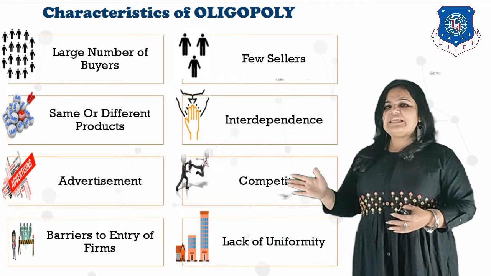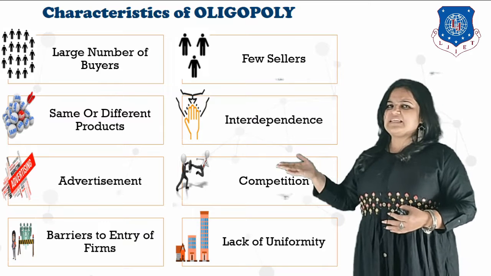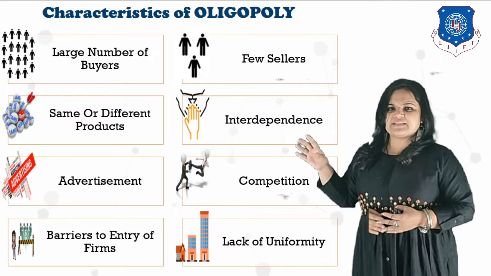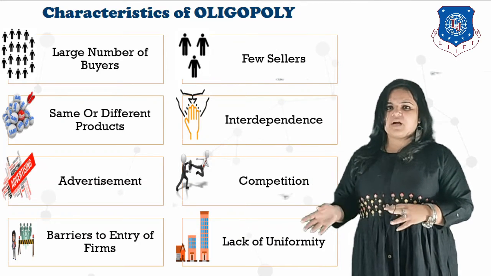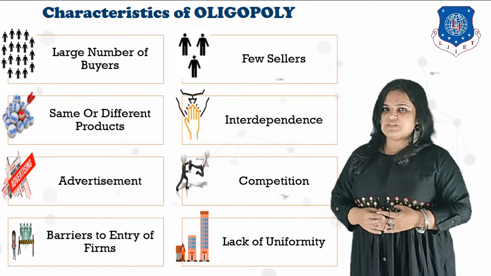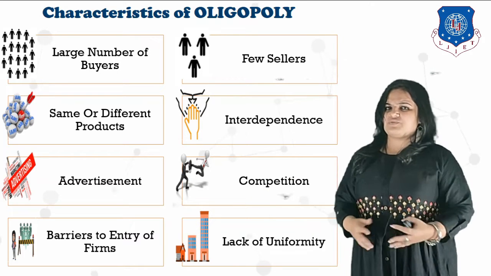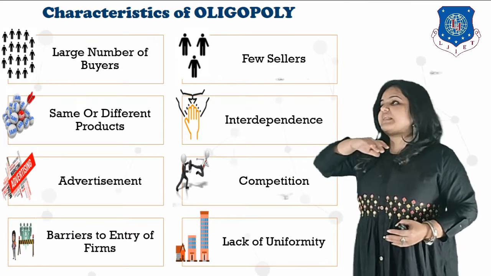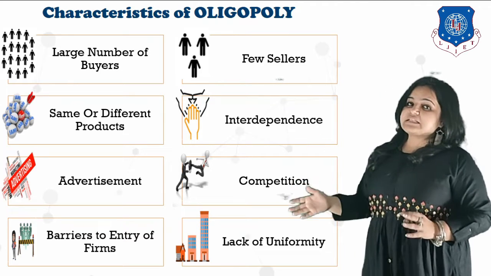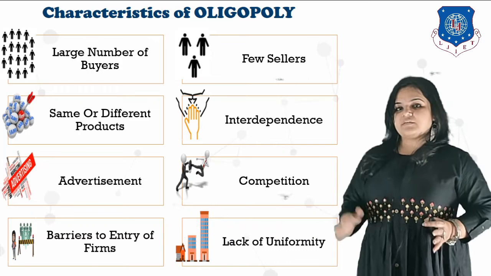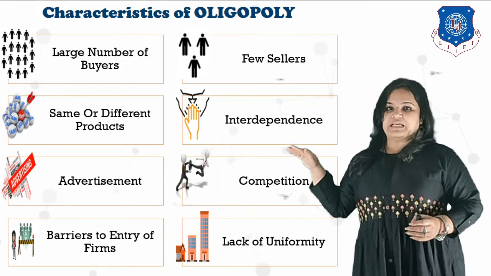You might be seeing that Coke and Pepsi are at a similar price. If Thums Up is maybe 30 rupees for 500 ml, then Pepsi would be 35 rupees for 500 ml. There would not be a very high difference. These companies would sit together and decide the minimum price and maximum price.